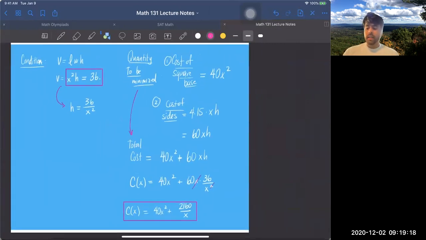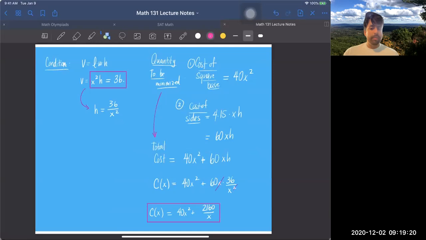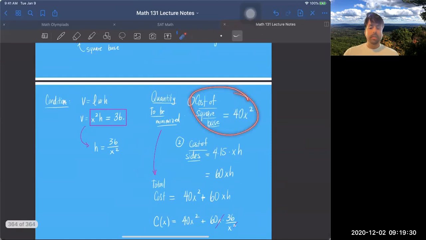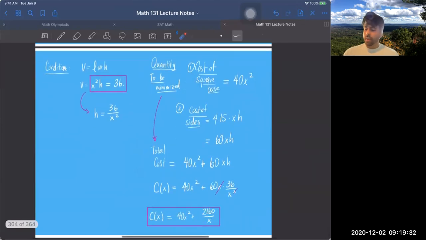This is the hardest part of this problem, I would say, coming up with this equation, because you have to account for many things. You have to account for the cost of the square base. Understand that. Cost of the sides. Understand that. Add them together. That would be the total cost in material that you have to provide.